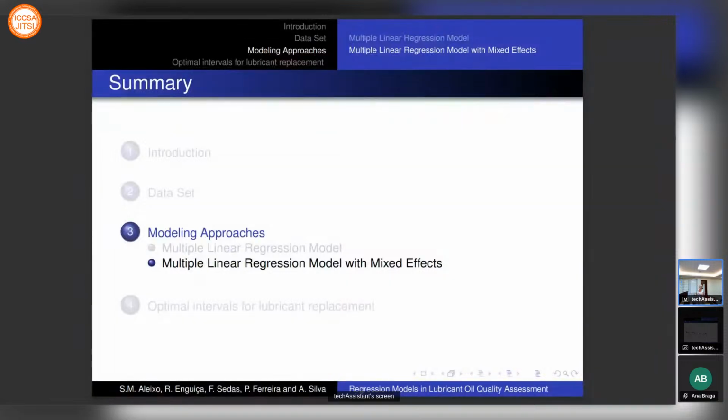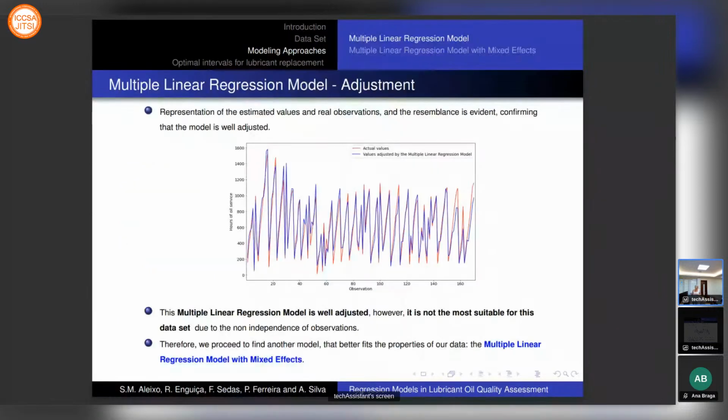So we decided to see the adjustment. We have a very good adjustment. However, it's not the most suitable model for this data set because the independence of the observations is not verified. So we are going to try the multilinear regression model with mixed effects.